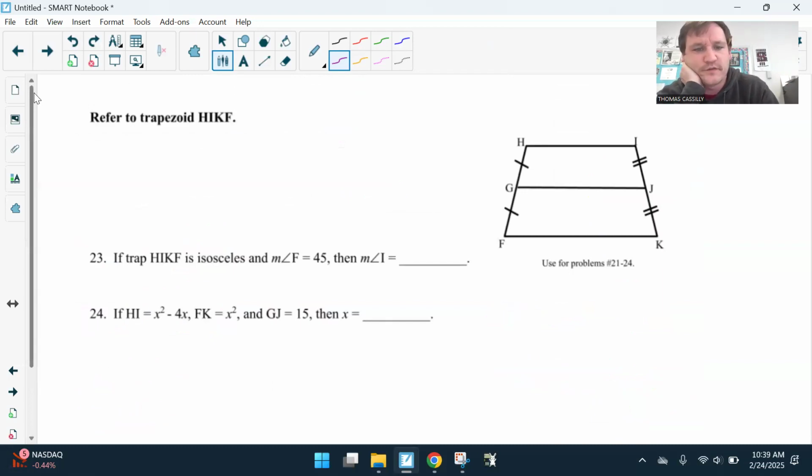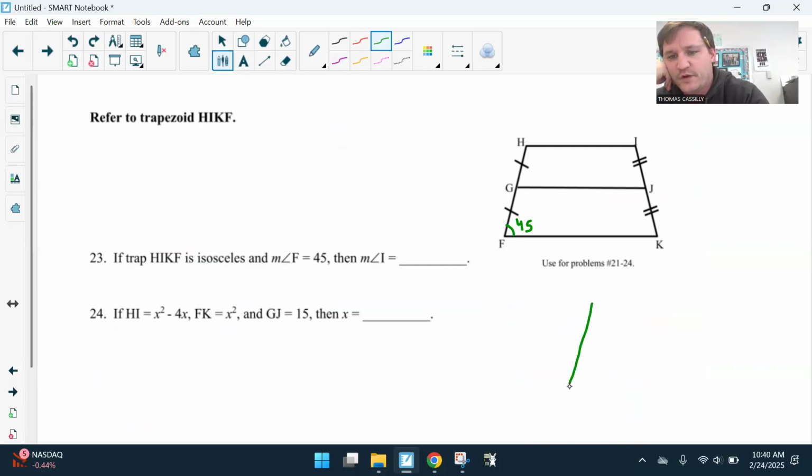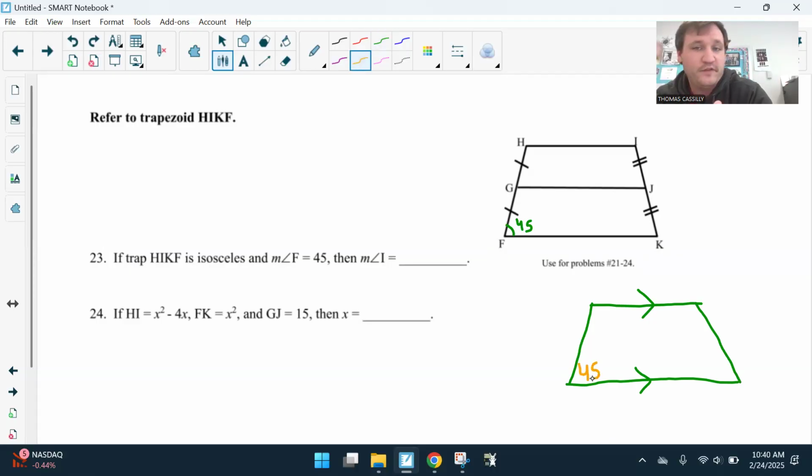Let's see. We have this trapezoid here. If it's isosceles, so HIKF is isosceles if angle F is 45 degrees. They want to know what angle I is. So remember, in a trapezoid, the top and the bottom are parallel. So we know that this is 45. Therefore, we can use that idea of same side interior to get 135 up here. These two angles need to add up to 180.